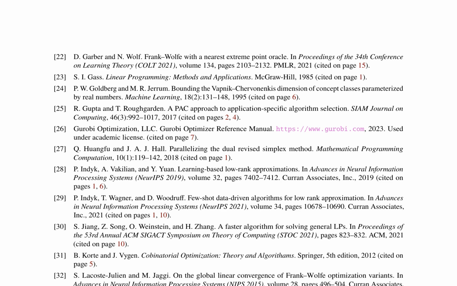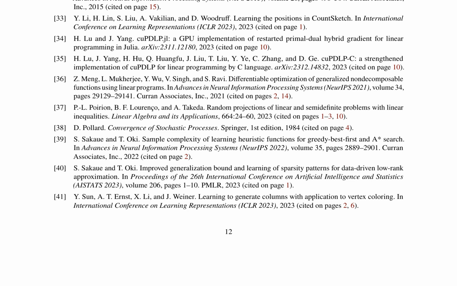The paper provides a comprehensive overview of the literature on linear programming, its applications, and various optimization techniques. It emphasizes the importance of linear programming in machine learning and its connections to other areas such as combinatorial optimization and low-rank approximation. The authors cite several key papers that have contributed to the development of linear programming algorithms, including the work by Garber and Wolf [22], which introduces a method for solving linear programs using the Frank-Wolfe algorithm with a nearest extreme point oracle.